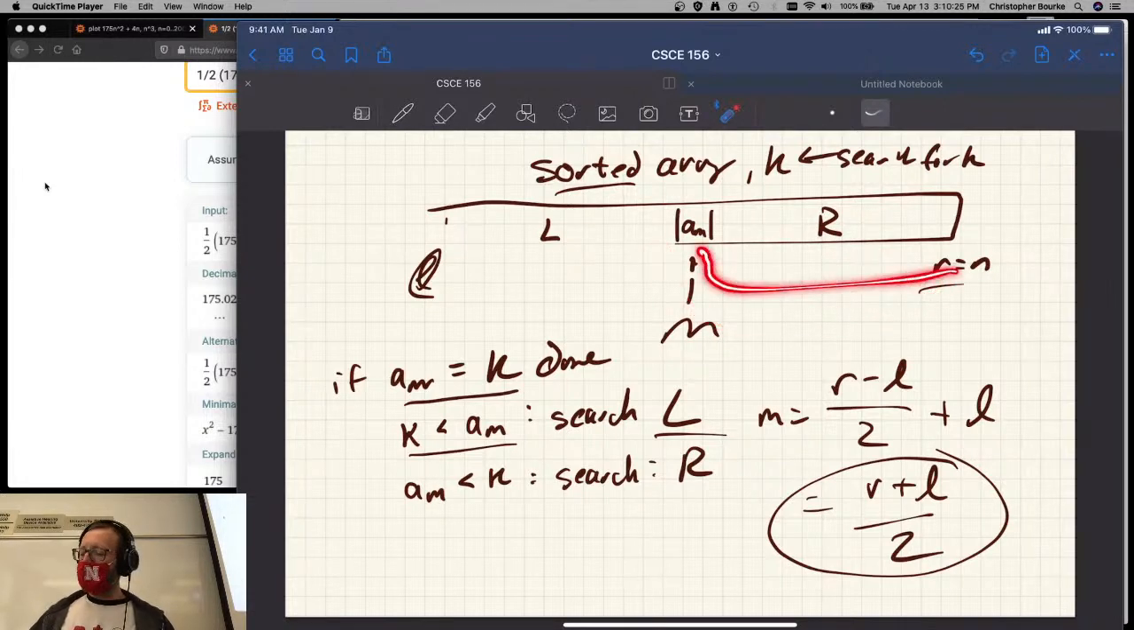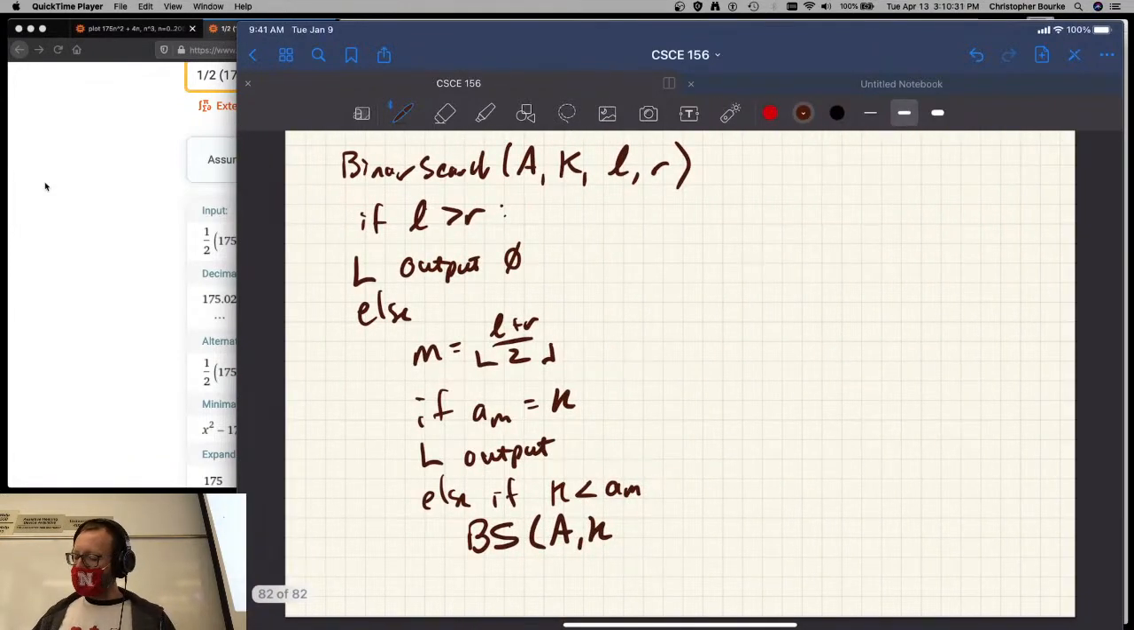Should I move it over here to be M? We already looked at M. We already looked at a sub m. So my L stays the same. My R gets updated to M minus 1, the index M minus 1.